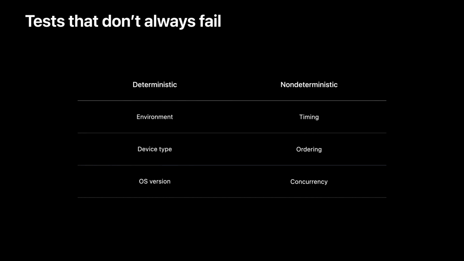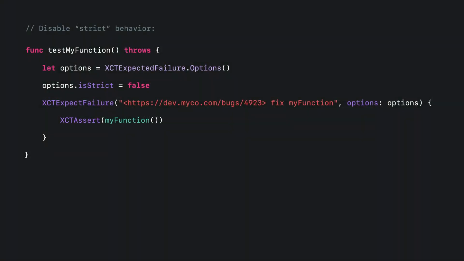But what about tests that only fail some of the time? There are cases in which a test might fail sometimes, but not other times. These fall into 2 categories, the first of which is deterministic and includes environmental or other knowable conditions, such as the earlier example of a test that only fails on certain platforms. On the other hand, some failures are inherently non-deterministic. These might be caused by timing issues, unreliable ordering dependencies, or concurrency bugs. For non-deterministic failures, the strict behavior isn't helpful. It just generates noise. Once again, the options object provides a way to control this.